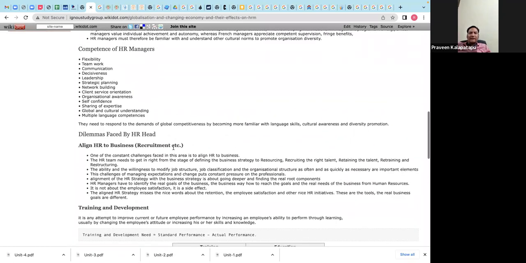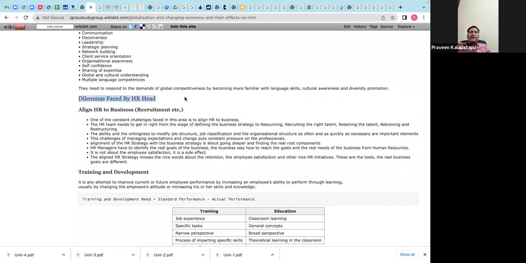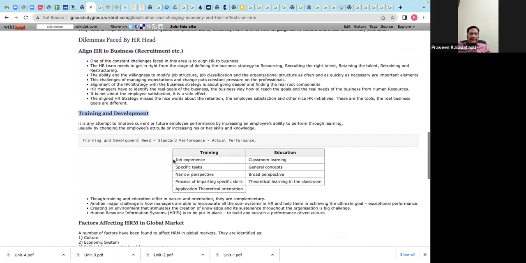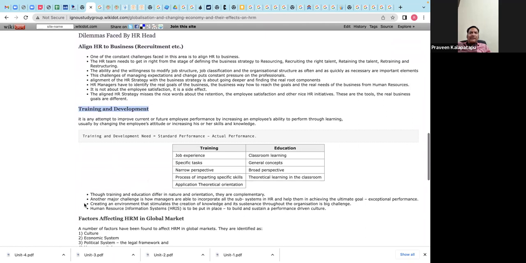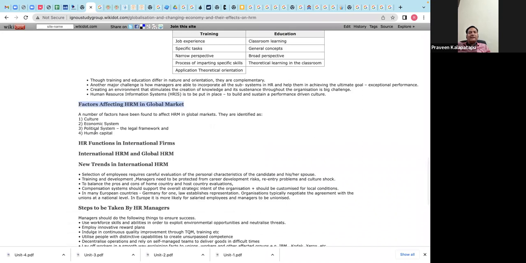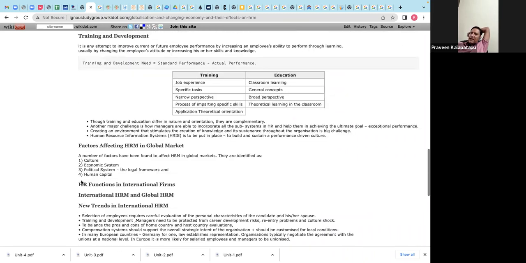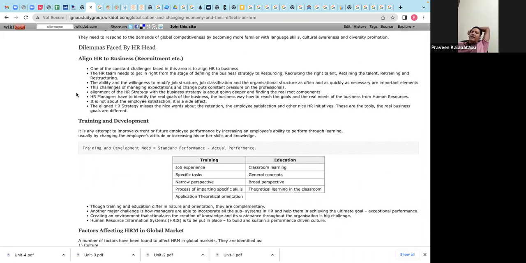Okay, so now going further, what are the typical dilemmas that an HR head faces? First dilemma is aligning HR to business. Second dilemma is training and development, how training and development should actually happen. The third dilemma is factors affecting HRM in the global market, and then HR functions in international firms, international HRM and global HRM, new trends in international HRM. So these are some of the dilemmas faced by the HR head. The first and foremost is aligning HR to business.